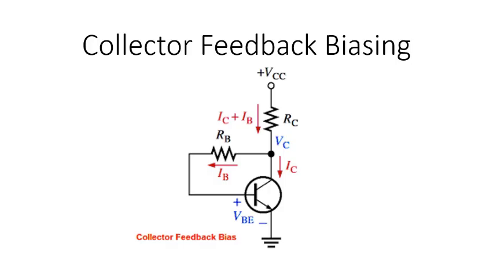IB is the current in this branch, IC is the current in this branch, and I want to calculate the current in this branch. Let's say the total current is I. So I will use the Kirchhoff current law at this node to calculate the current I. According to the Kirchhoff current law, the sum of current entering the node is equal to the sum of current leaving. So therefore I total is equal to IC plus IB.